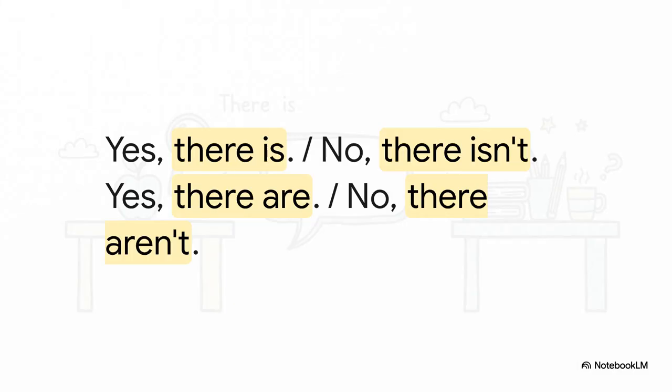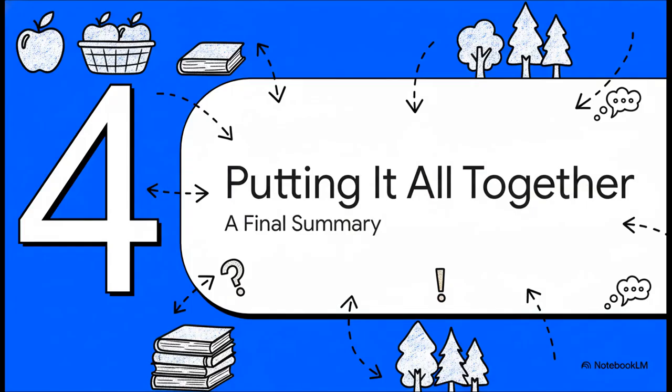Hey, when someone asks you a question like that, you can give a really simple, short answer. For is there, you can just say, yes, there is, or no, there isn't. And for are there, you can answer, yes, there are, or no, there aren't. So easy. You are doing an amazing job.